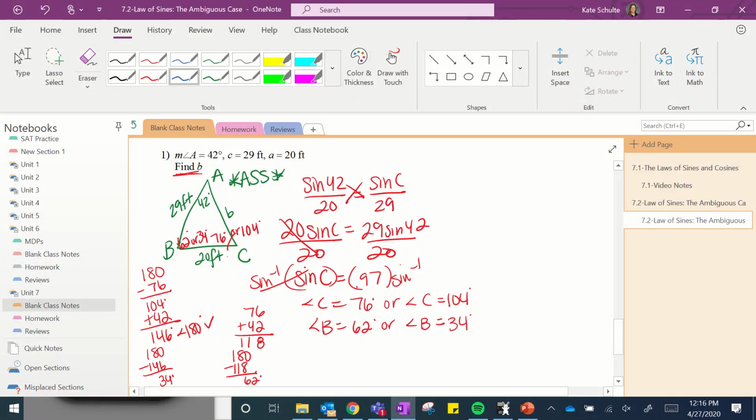Okay, last step. I told you this one's going to be a doozy. Now I need to find side B. And here's the deal: if there's two angle B's, there's also going to be two side B's. So I'm going to have to do two of these calculations.